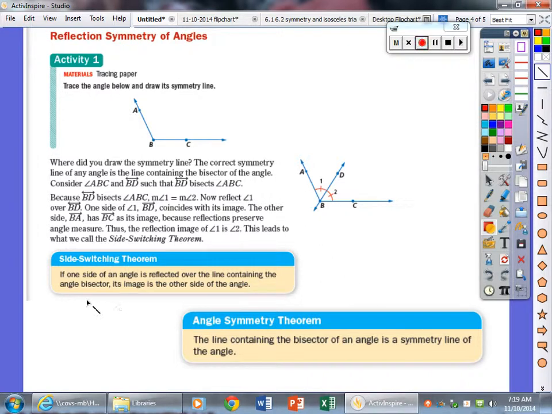Here they call it the side switching theorem. If one side of the angle is reflected over the line containing the angle bisector, its image is the other side of the angle. So in other words, if I would fold this on the angle bisector line, I would have pieces that would fall right on top of each other. And if you were looking through tracing paper, it would appear that you only had one image.